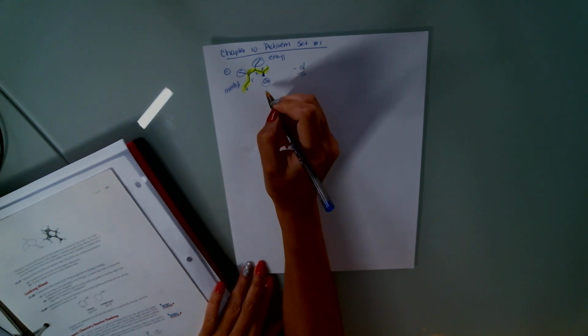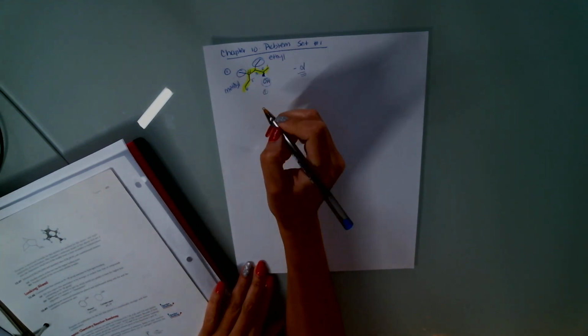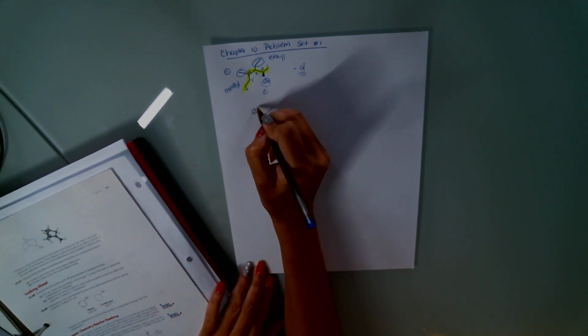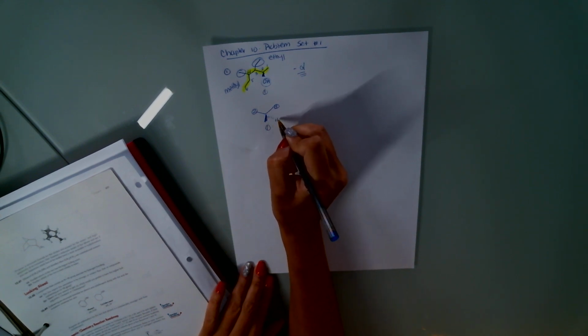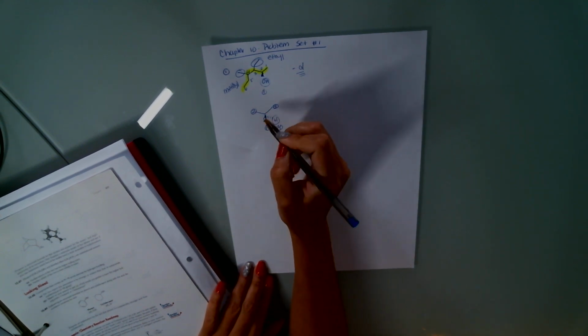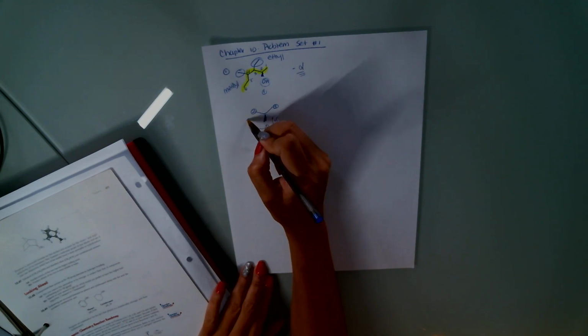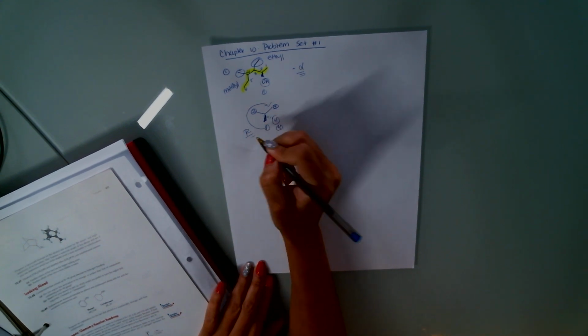This group will be the one with the highest priority, followed by this, that is 2. So when you take a look at this, 1, 2, 3 are the ones that you see, and the one that you don't see, you know that is hydrogen, and that is your number 4. So we go from 1 to 2 to 3 to 4, and that is clockwise, so that is R.